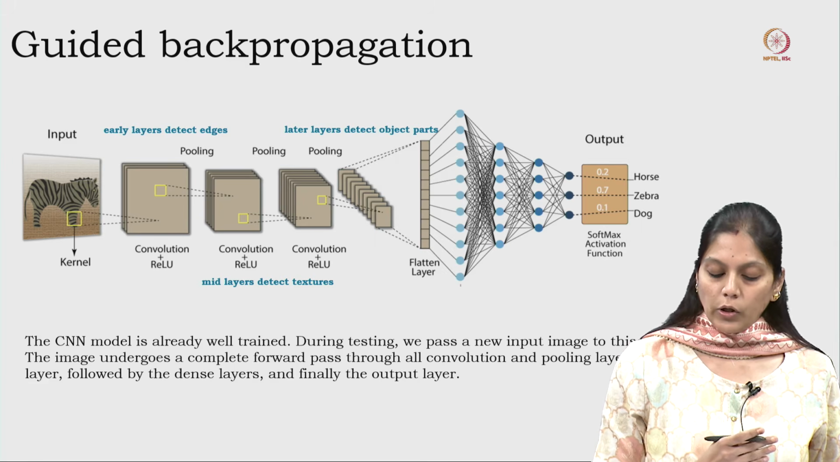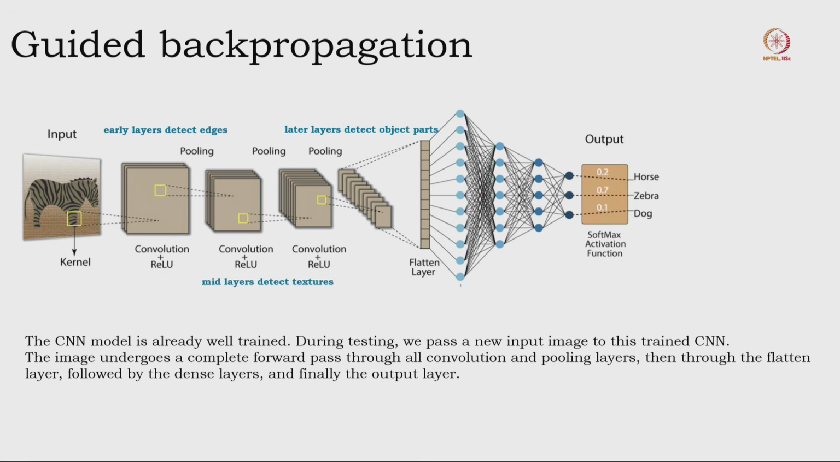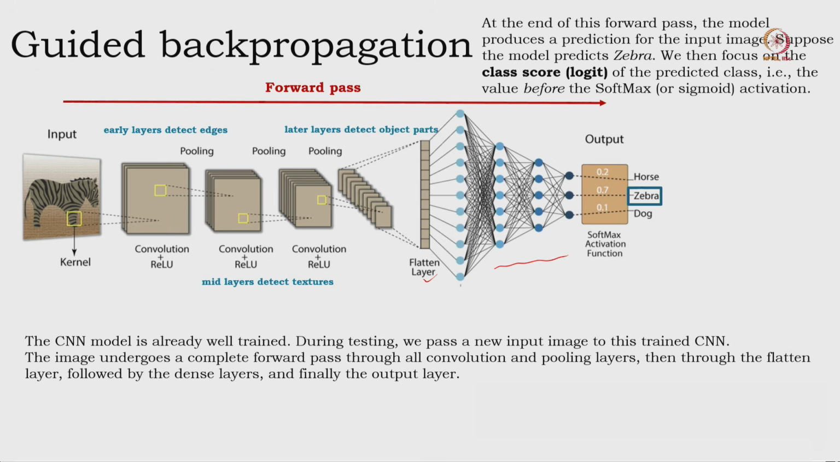Then you pass the feature maps to a flattened layer. From the flattened layer, it enters the dense layers and finally the output layer. This entire process is the forward pass. At the end of the forward pass, what exactly is the model going to give us? It produces the prediction for the input image that is passed. What is the input image here? We know that it is a zebra image.